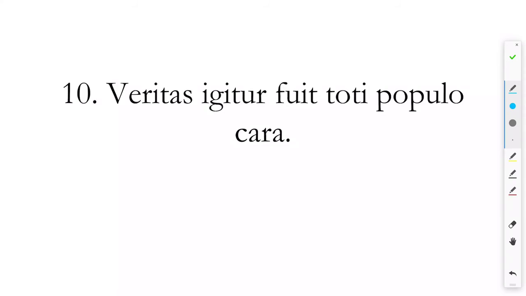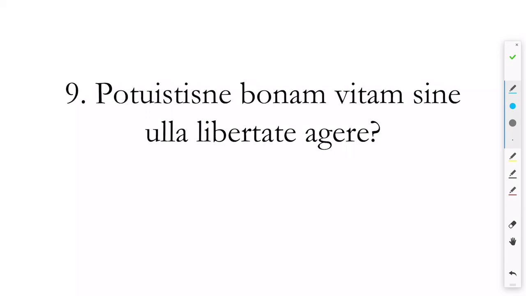Sentence number 9. Potuistisne bonam vitam sine ulla libertate agere? Hopefully you recognize this is the ne. The ne indicates that this is a question. Potuistis. What verb does it come from? Possum, posse, potui. It is the third principal part of the verb possum, to be able. And here it's the second person plural ending, potuistis.